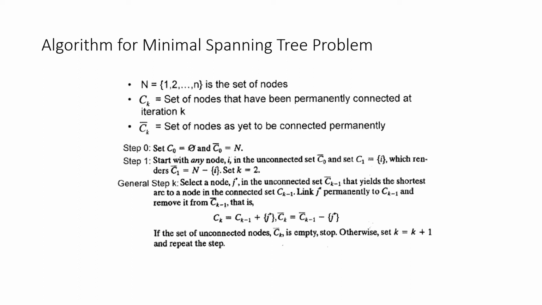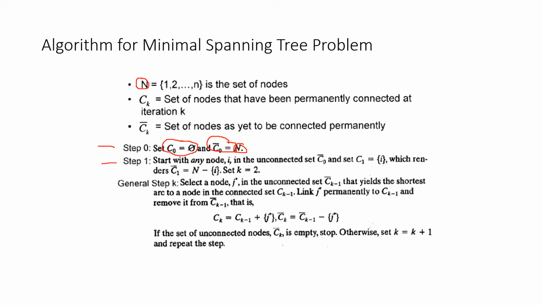So mathematically, you start with a set N that includes all the nodes. Initially, none of them are connected, and then you select the connected node set C0 at iteration 0. It's empty, and this is C0 bar, which is the complement of the connected set, which is initially all the nodes, as they are still not connected. And that's how you initialize the algorithm.